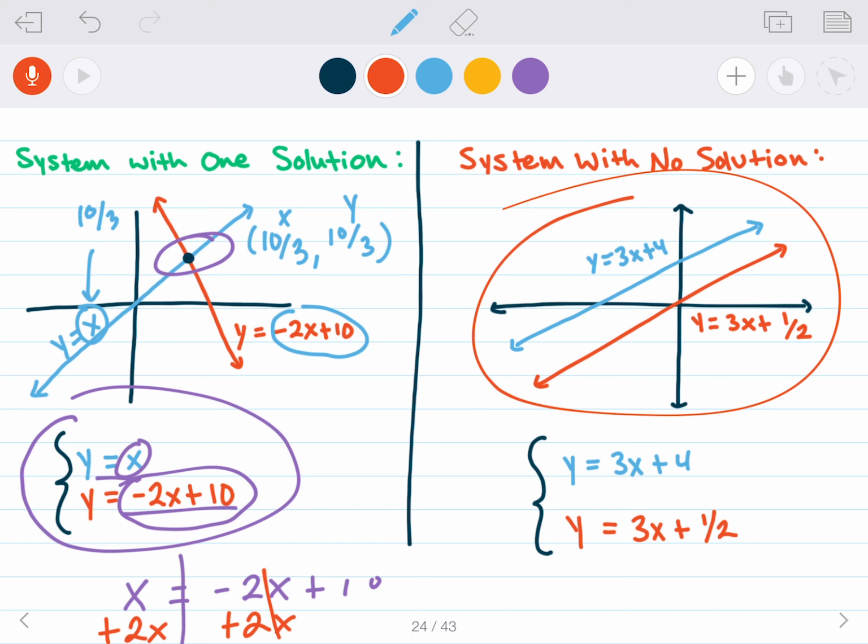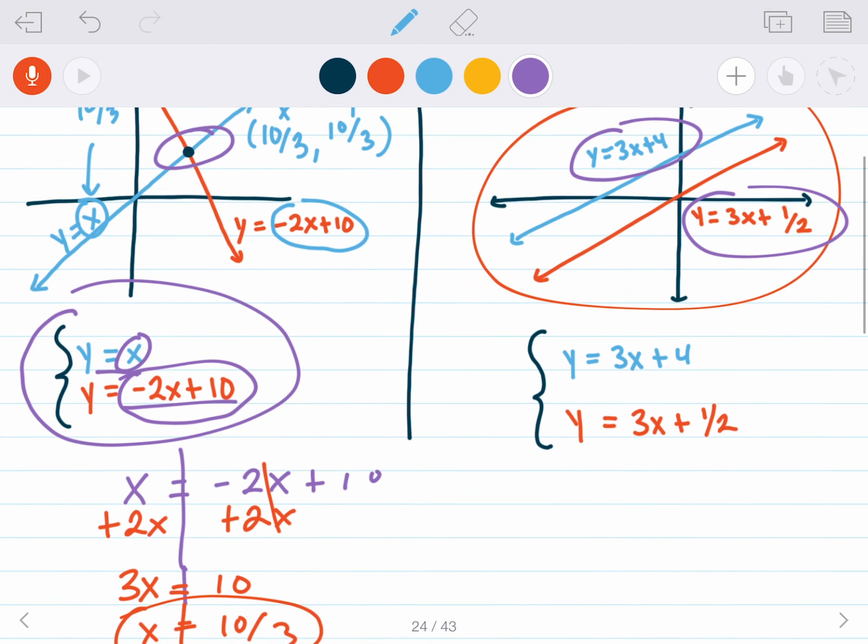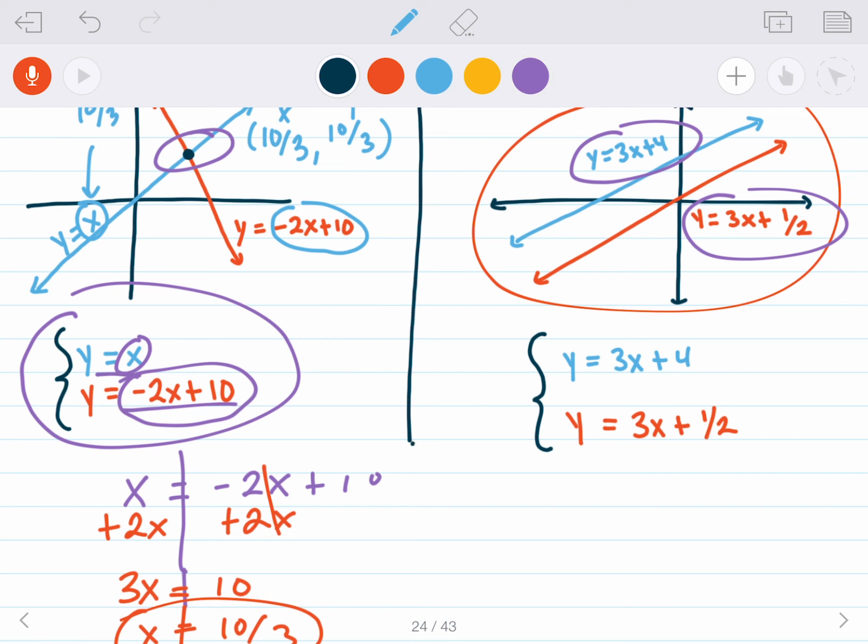We talked about how if two lines have the same slope, aka the same steepness, but different y-intercepts, then they're not going to have a solution. So in this case, we can see that both of our lines have the same slope of 3, but different y-intercepts. The blue line has a y-intercept of 4, and the red line has a y-intercept of 1/2. So we know right off the bat these are not going to share a solution. We can also see this algebraically.